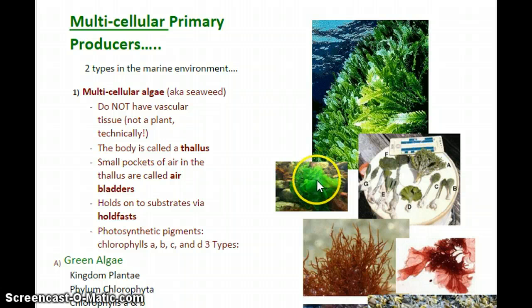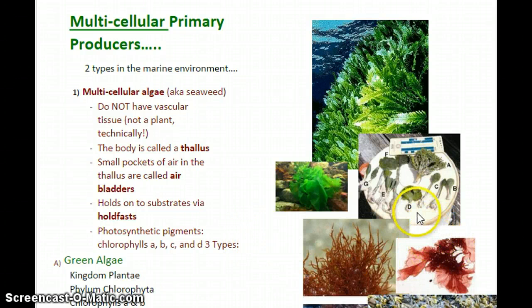And inside the thallus, there are often small pockets of air, little air bladders, which if you've ever held algae, let's say you're walking on the beach, especially along the California coast, and you pick up some algae, sometimes it's kind of slimy, and you can feel these little pockets of air bladders in them. The little air pockets help them float a little bit, but also help keep them upright in the water column.